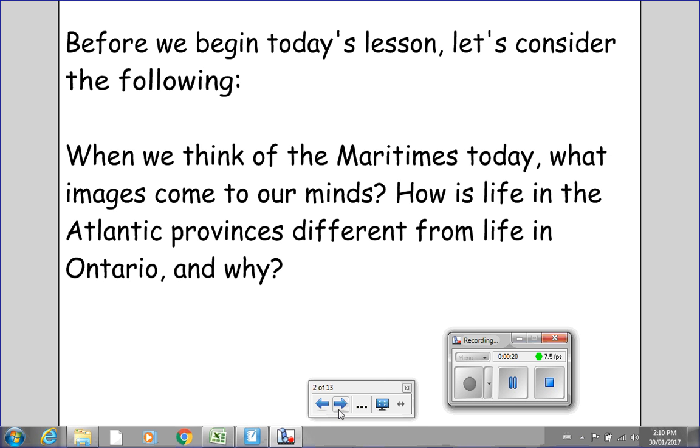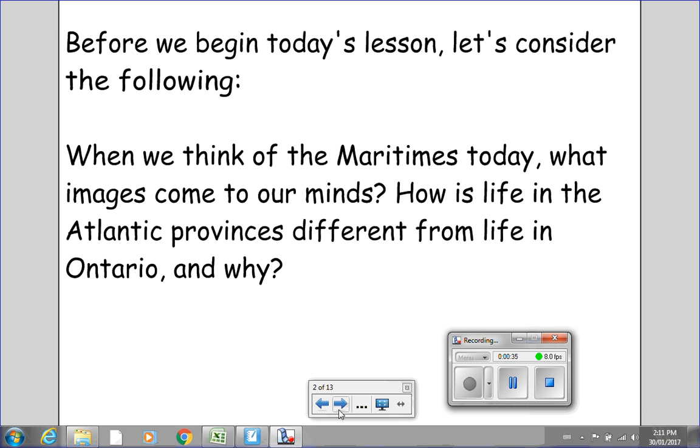Before we begin today's lesson, let's consider the following. When we think of the Maritimes today, what images come to our minds? How is life in the Atlantic provinces different from life in Ontario, and why?